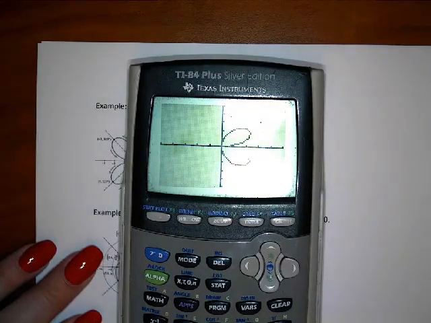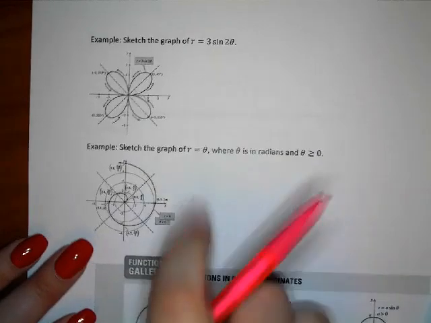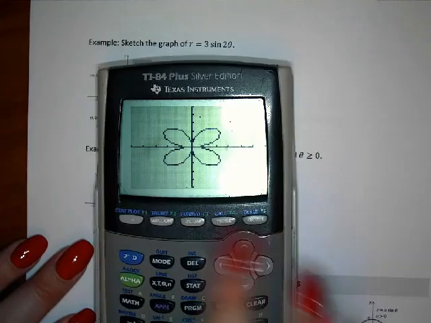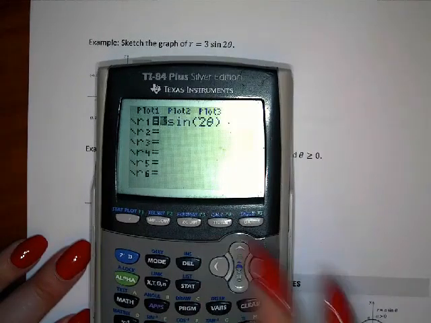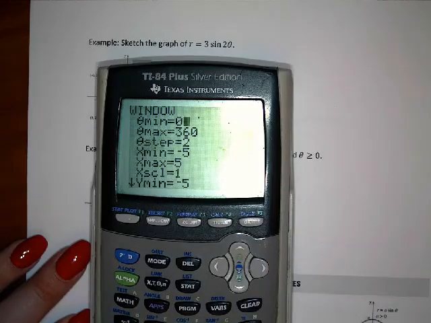So that's kind of a nice little trick there. All right, for this next one, we have this spiral. This is just r equals theta. And so it says theta is in radians, so I'm going to need to switch my graph into radians, and theta is just bigger than 0. So I'm going to go over here, I'm going to press theta. In my window, I'll do 0 to 2 pi, and I'll change the step to pi divided by 100.